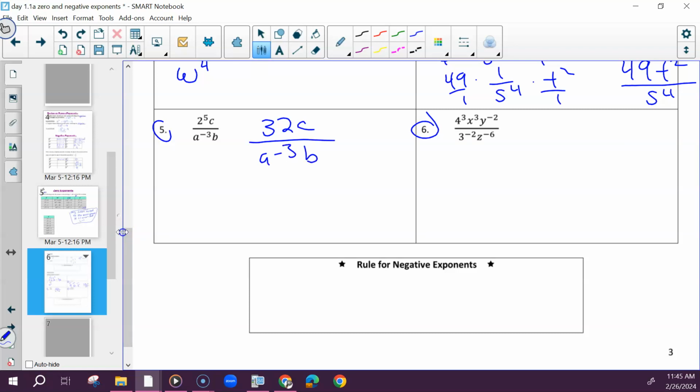Alright, and then if we took a to the negative 3 and moved it up top, we'd have 32 a to the 3rd c all over b.